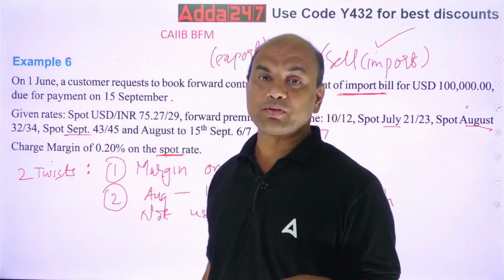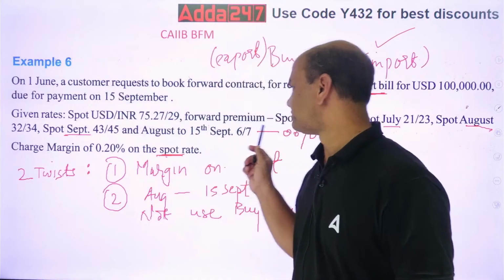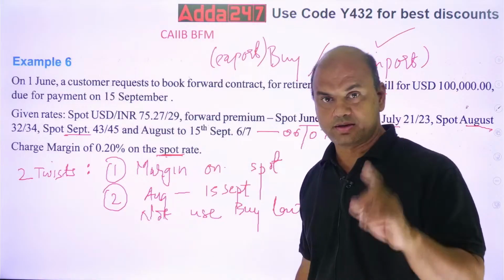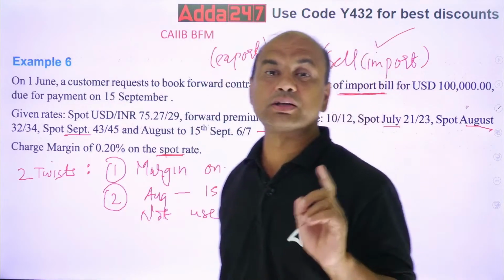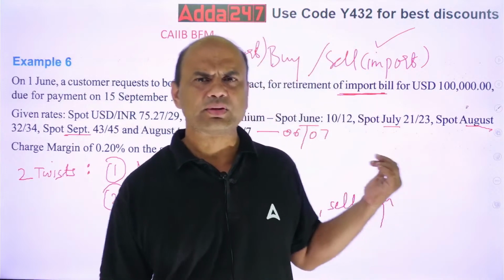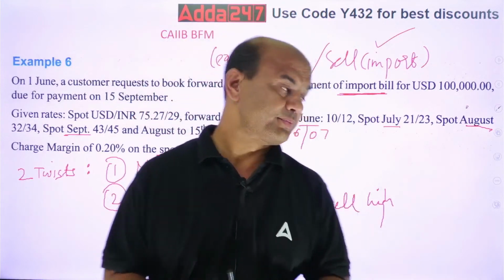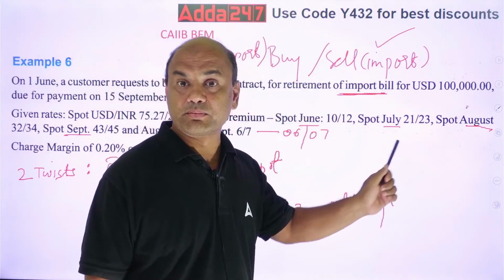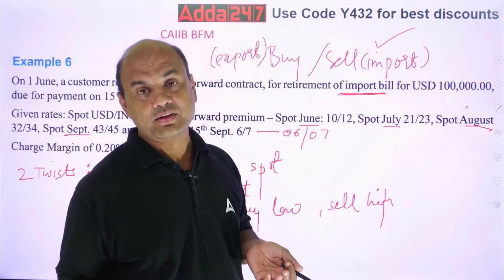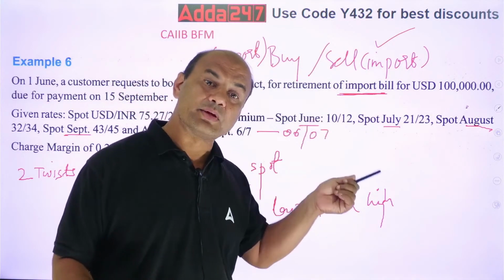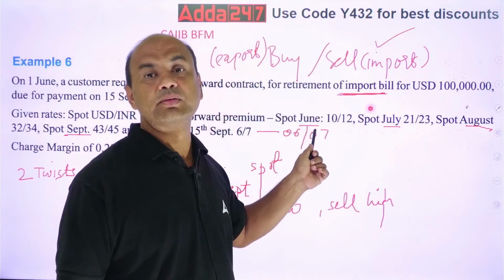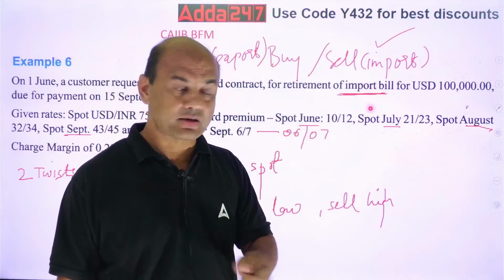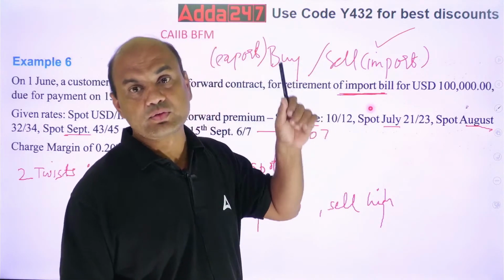Now one more question. Suppose I want the rate for 1st of July. Which rate will I take? See this, June end is given, July end is given. But where is 1st of July? 1st of July will be the earlier month. So June end will be equal to 1st of July rate. Pay attention everyone, very important part. June end will be equal to 1st of July rate.